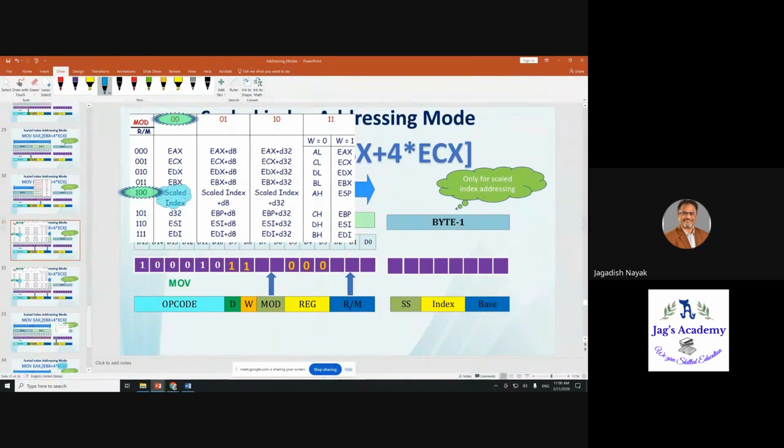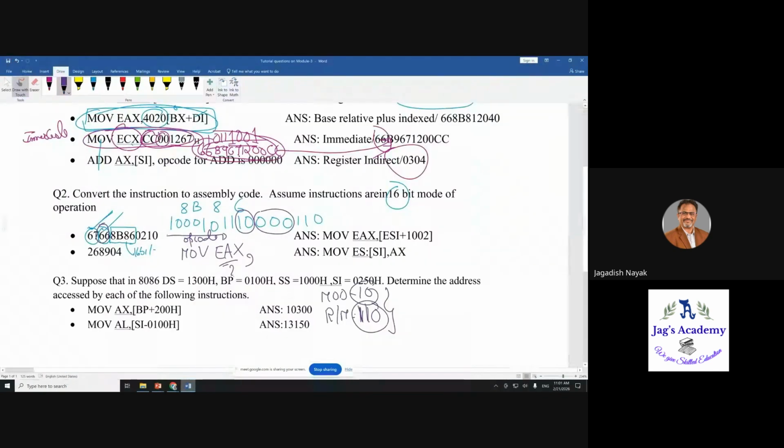Mode 10 and 110. It is ESI plus D32, right? So what you are going to get here is ESI plus D32, and that D32 is nothing but this one, that last part, 1002. It is 1002. See, this is the answer. Can you see?